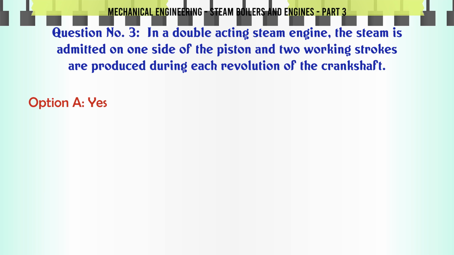In a double-acting steam engine, the steam is admitted on one side of the piston and two working strokes are produced during each revolution of the crankshaft. A. Yes, B. No. The correct answer is no.